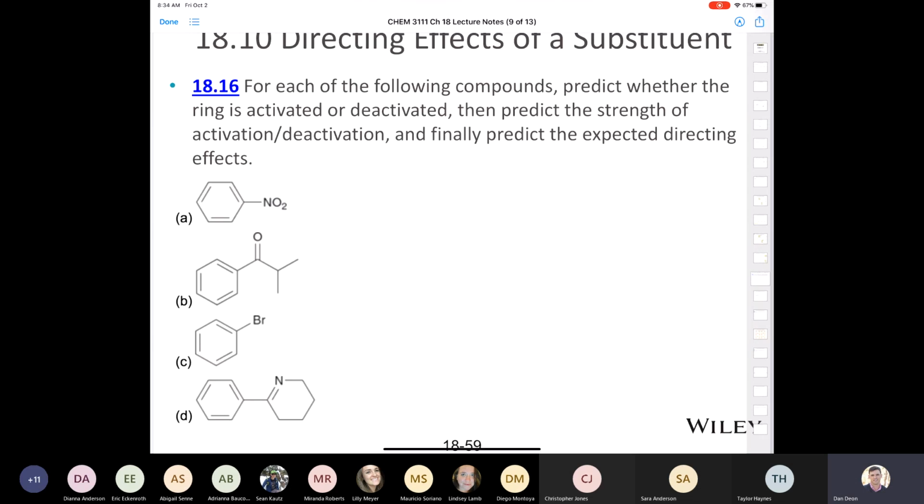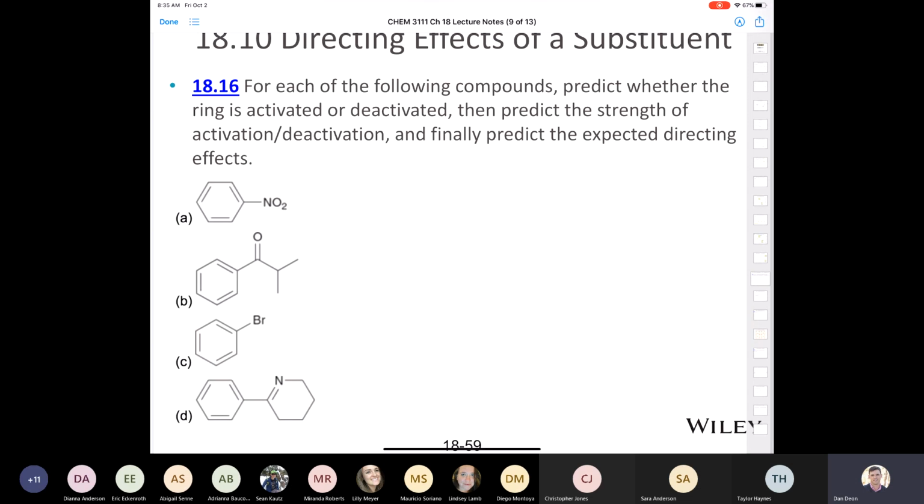Okay, so I'm going to be calling on my students here for some answers. Let's start with 18.16 A. It says for each of the following compounds, predict whether the ring is activated or deactivated, then predict the strength of activation or deactivation, and finally, predict the expected directing effects. Who could help me out with A? We'll start with activation or deactivation. Would this be an activator, deactivator, strong activator, moderate deactivator?